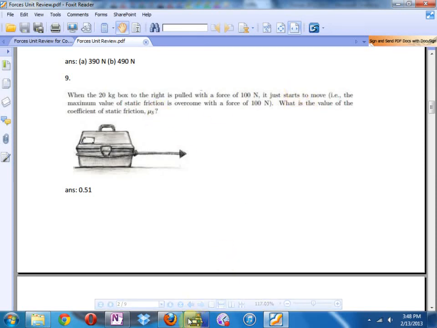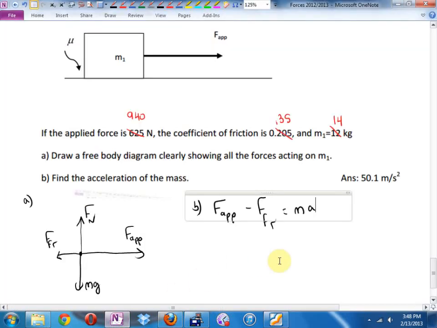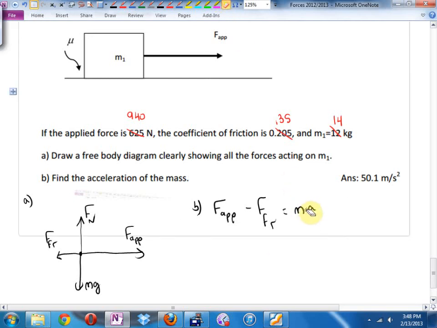What that really means is it hasn't started accelerating yet. It really is saying this. Sorry, the people on the internet can't see that. It's really saying that this is 0, which means what? Force applied, same as friction. Yeah. Take it from there.